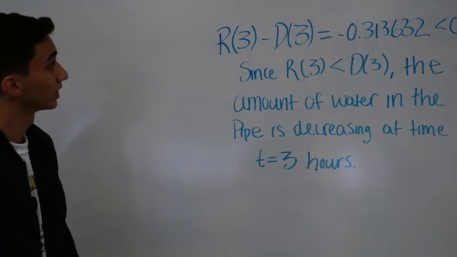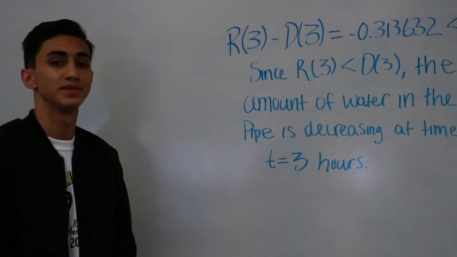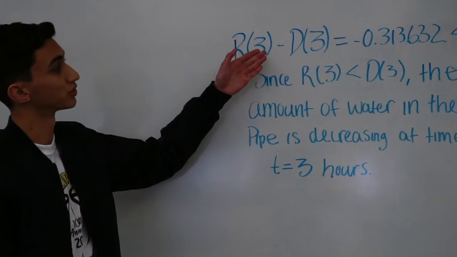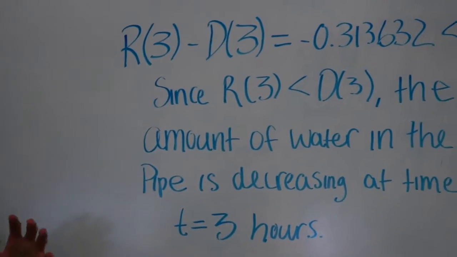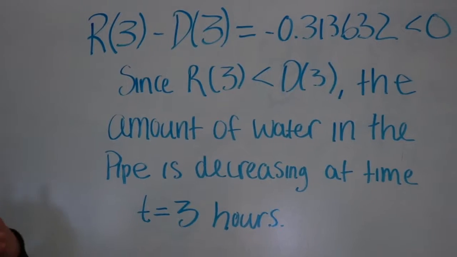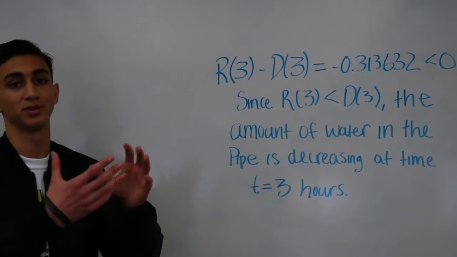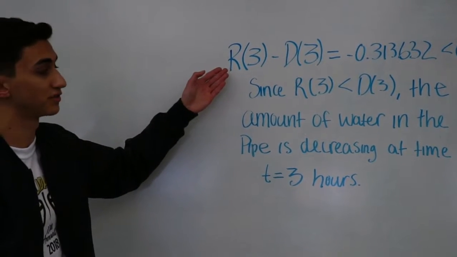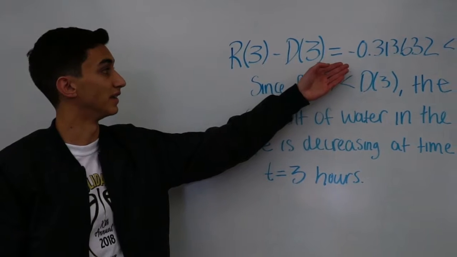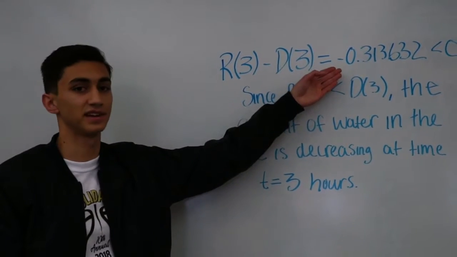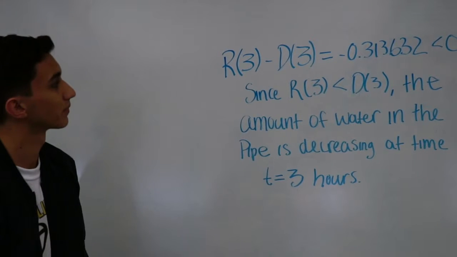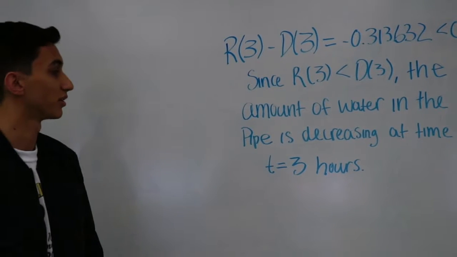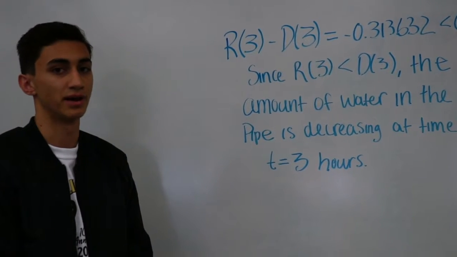So if we look at this, it's asking for time t equals 3 hours. So we're going to take r of 3, and then we're going to subtract d of 3, because we're trying to find whether the rate of the water is increasing or decreasing. So we take the amount that's being flowed in and subtract the amount that's being drained out. When we plug 3 into r of t and d of t, and then subtract d of 3 from r of 3, we end up with negative 0.3136. Now, since this value is less than 0, we can conclude that the amount of water in the pipe is decreasing at time t equals 3 hours.